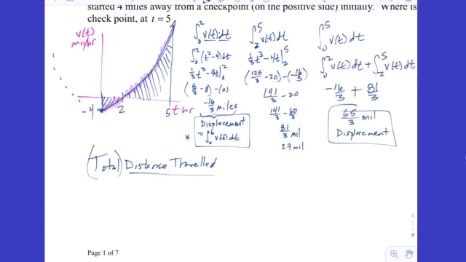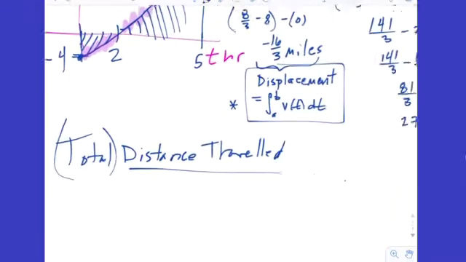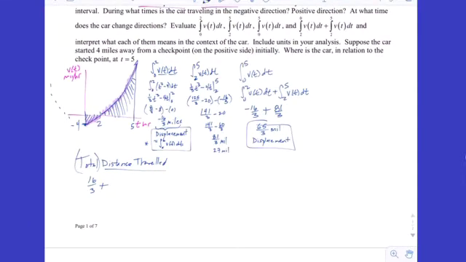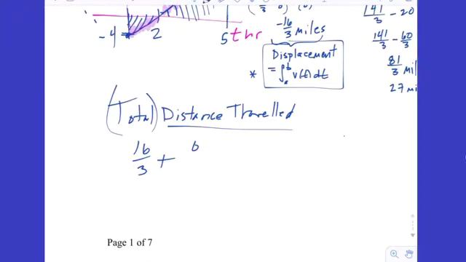Yeah, take the absolute value. Now direction doesn't matter. I traveled 16 third miles to the left, but I traveled 16 third miles, and then I traveled 81 third miles to the right. So I'll just make both of them positive, and now instead of canceling, I'll add them together, and I get 97 thirds miles.